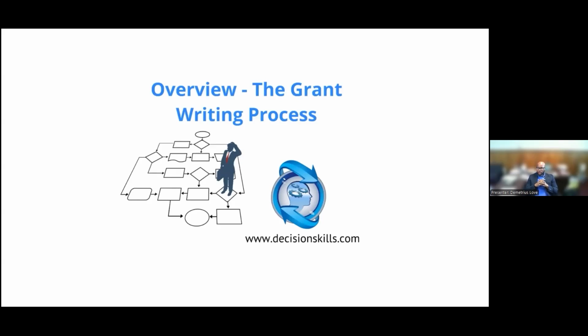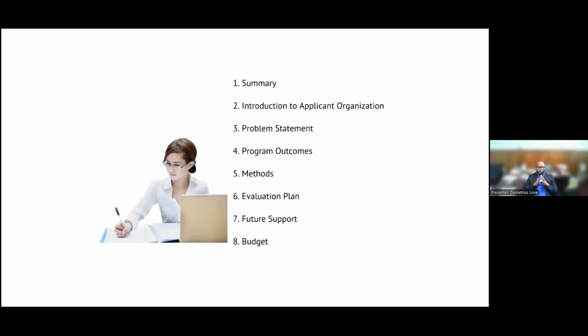All right, moving on. We're going to get to the grant writing process. It is an 8-step process. Now, when you apply for a grant, they're going to ask, one, for the summary, the introduction to the application, the introduction to your organization, your problem statement, program outcomes, methods, evaluation plan, future support, and budget.